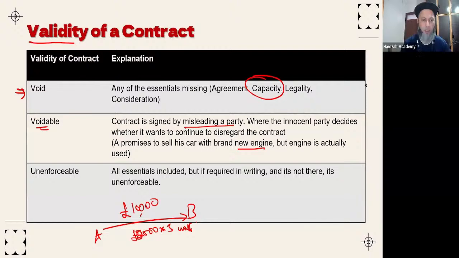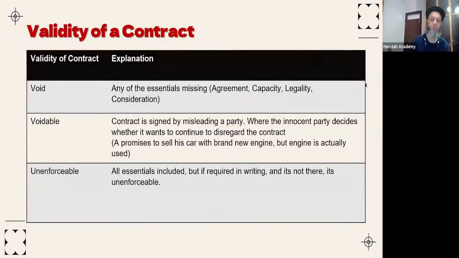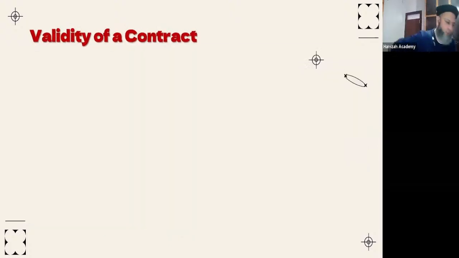Third is unenforceable. Unenforceable means all the essentials are there, but it was to be in writing and it was not in writing. It was to be in the form of a deed, but it was not in the form of a deed. Then even though all the essentials are there, it cannot be taken into the court of law because law already said that it has to be in a specific form and it was not. We'll study some more concepts related to the contract when it comes to the validity.